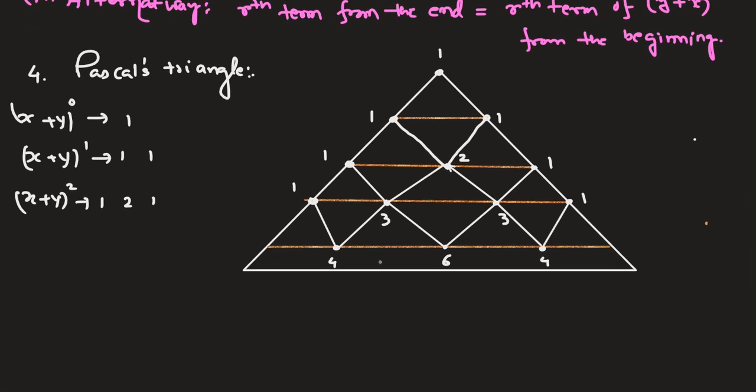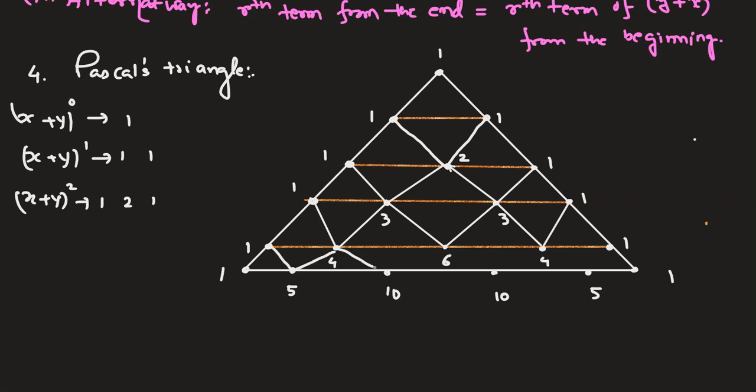Next, if you have the expansion of x plus y whole power 5, then what coefficients are you getting? Here 1, here 1, this 1 and 1 you have to carry every time and put at the end of the lines. Now 1 plus 4, 5, so your next term will be 5. 4 plus 6, 10, so the next term has the coefficient 10, then 6 plus 4 is 10, then 4 plus 1 is 5. So you are getting this kind of thing.